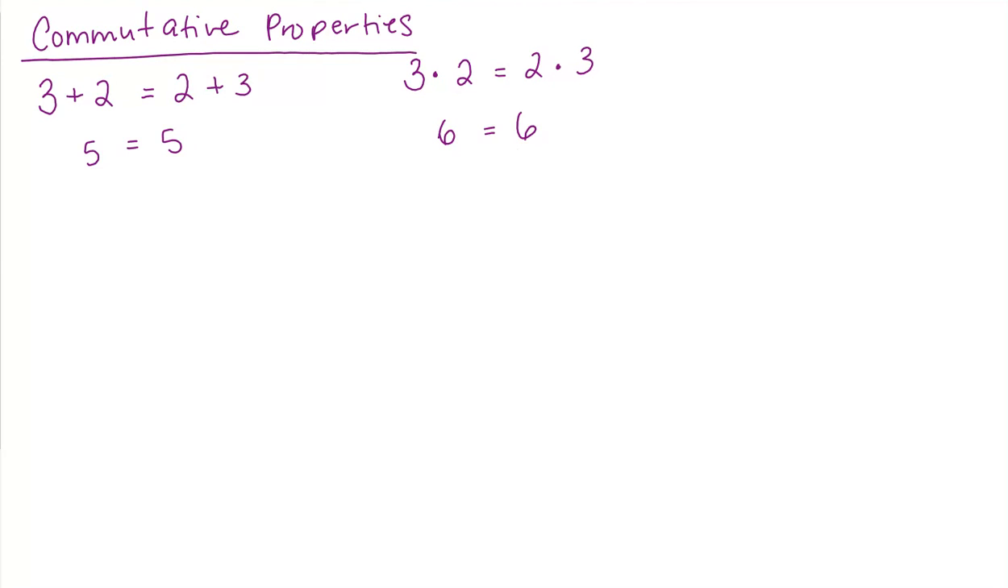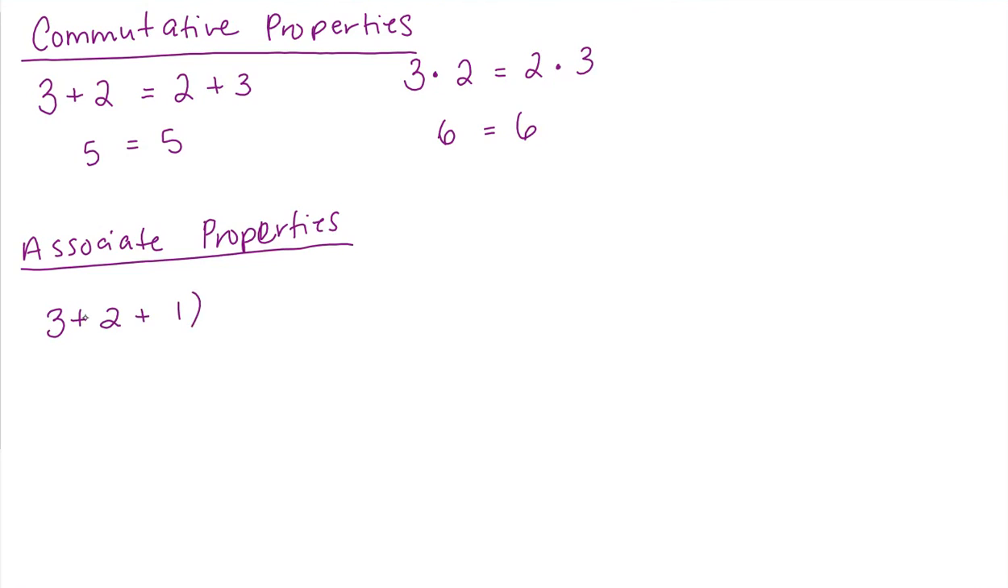What about the associative property? Now, the associative property is talking about the same thing, but we're adding some grouping. It says that changing the grouping of addends or factors does not change the sum or product. So let's use the same numbers. Let's say we have 3 plus 2 plus 1, and we group the 2 plus 1. We're going to get the same answer if we change the grouping. Let's put the grouping around 3 plus 2 instead.